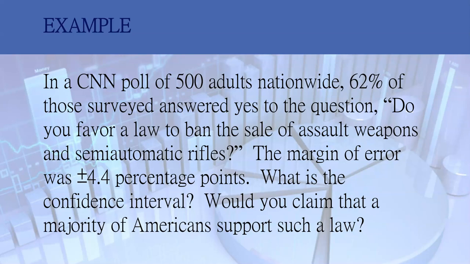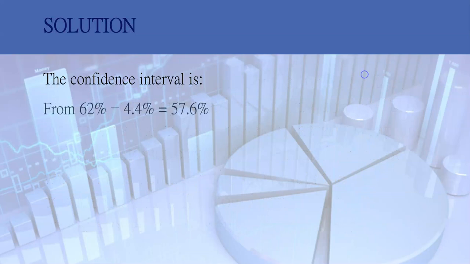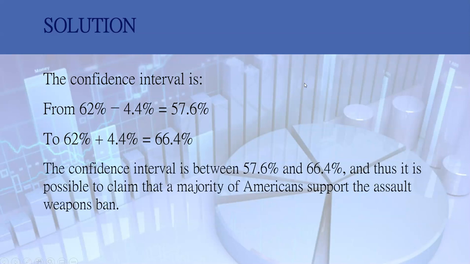So let's take a look. The sample statistic was the 62%, and it was plus or minus 4.4. So we're going to subtract 4.4 and add it. And the confidence interval then is 57.6 to 66.4. This makes it possible to say that the majority of Americans do support it because both of these endpoints are above 50%. 50% is the middle, so it looks like the majority of Americans do support that.